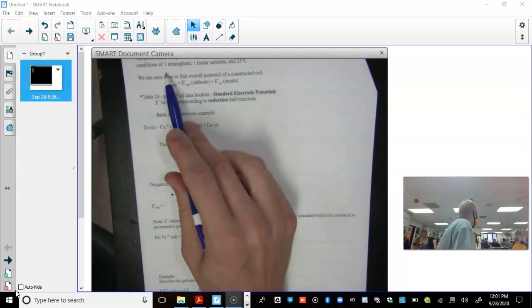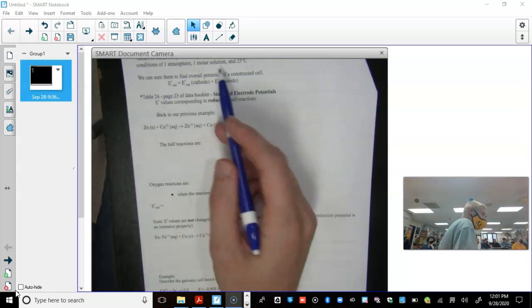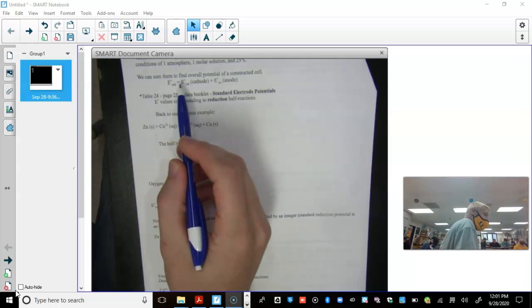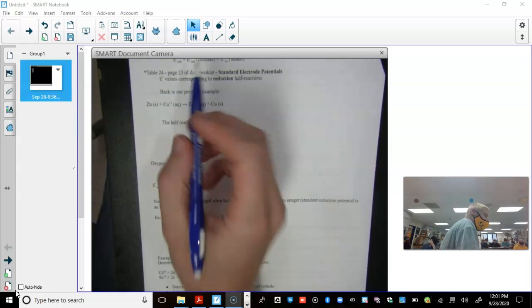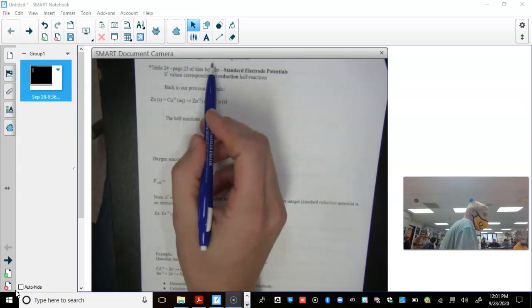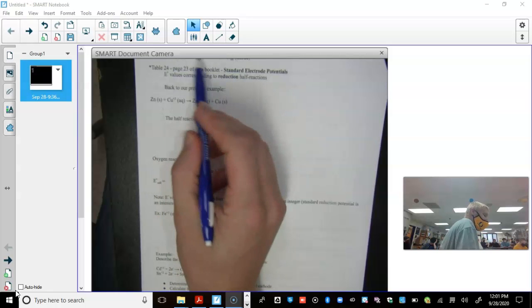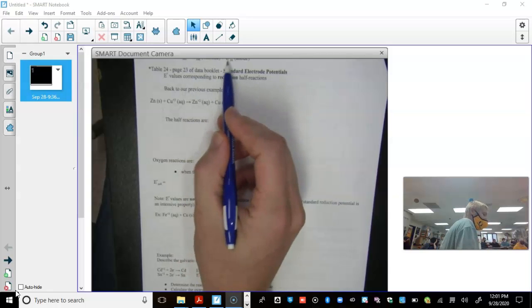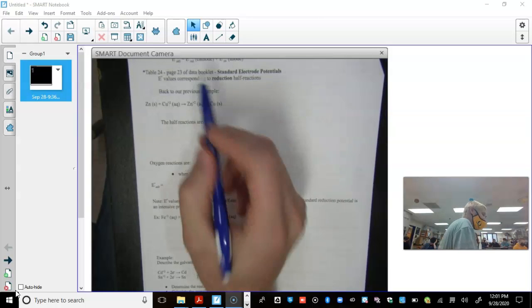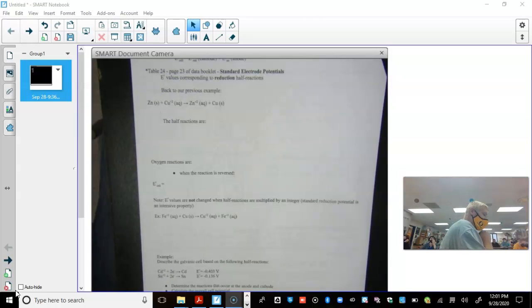So the standard conditions are always 1 atmosphere, 1 molar solution, and 25 degrees Celsius. If you don't have those conditions, you're not going to have a standard cell potential value. So we can sum them to find the overall potential of a constructed cell. Your electrode potential of the cell is cathode plus anode, essentially, or the electrode potential of the reduction side plus the electrode potential of the oxidation side. That's what that's saying, so you might want to highlight or circle that. That's the main idea of those types of problems.